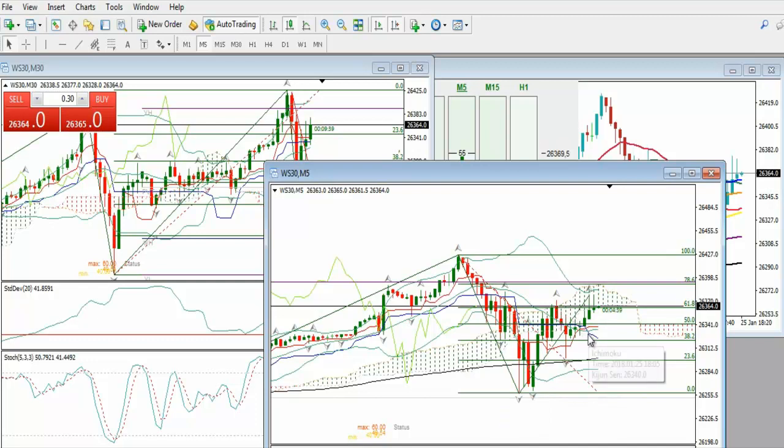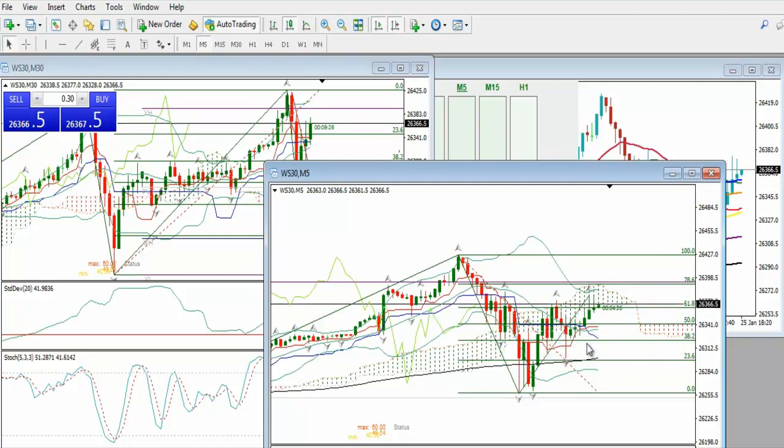As you can see, we are above Kijun-sen, we are above Tenkan-sen, but we are not above the cloud, and also we are above the middle line of the Bollinger Bands. But if I'm not above the cloud, I don't like it very much. I prefer to be above the cloud. From a technical analysis point of view, we had a lower high, a higher low here, a higher high, and a higher high right here, but I'm not persuaded yet.